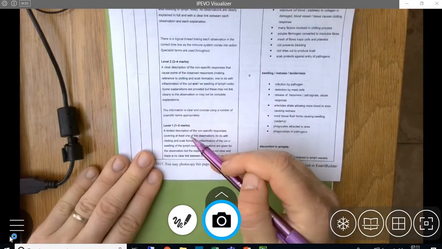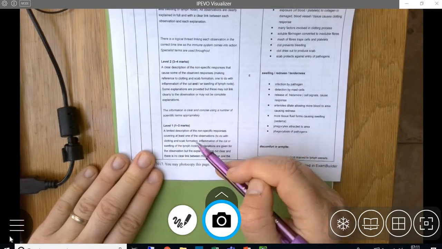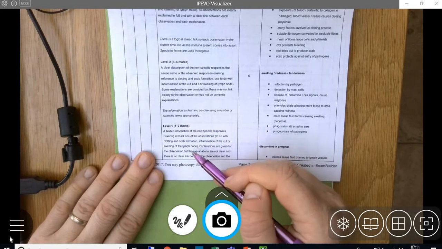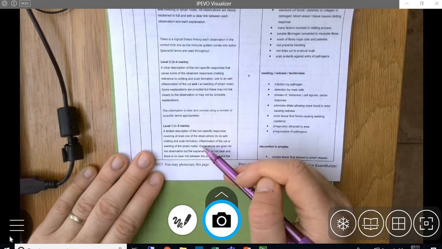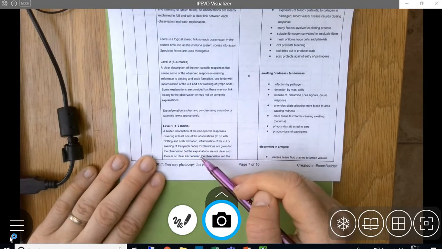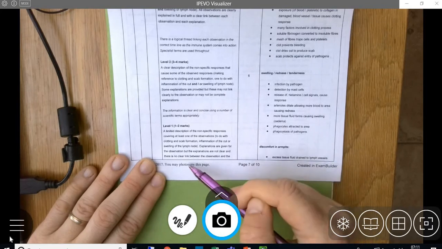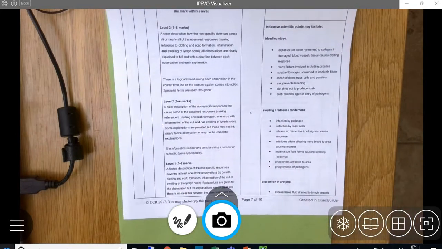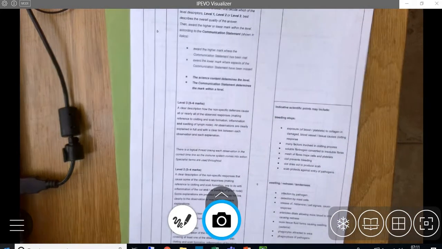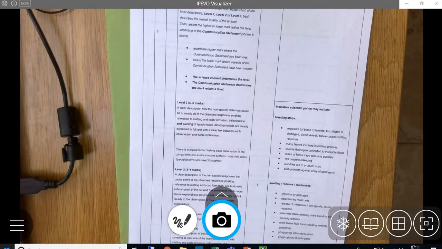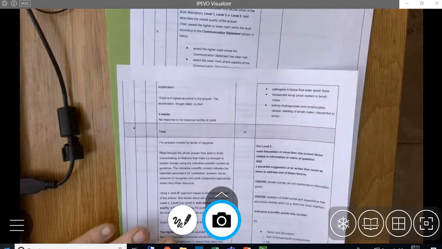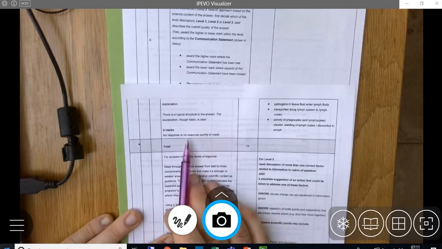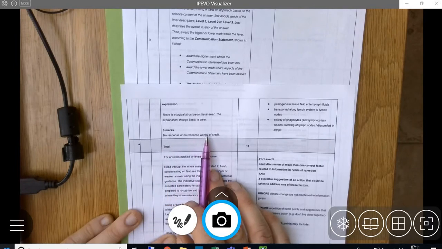And then finally, a level 1: a limited description of the non-specific responses covering at least one of the observations to do with clotting and scab formation, inflammation of the cut or swelling of the lymph nodes. Explanations are given for the observation, but the explanation is not clear and there is no clear link between the observation and the explanation. There is a logical structure to the answer. The explanation, though basic, is clear. No marks for no response, or no response worthy of credit.